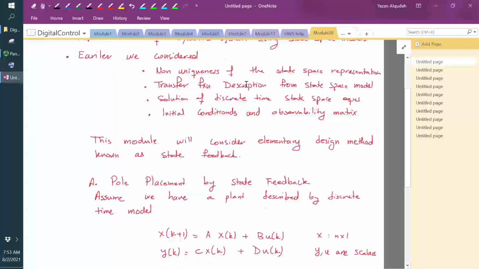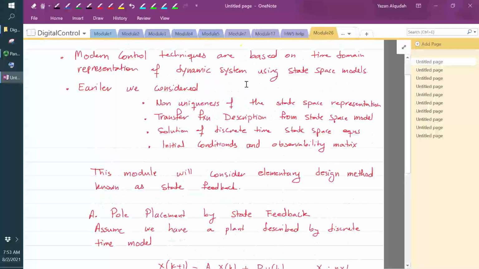Okay, so in this course, we looked at the non-uniqueness of state space representation. We know that the state space representation is not unique. You can choose the states differently and get a different model or different representation of the system. We looked at how to calculate the transfer function from the state space representation. We also solved the discrete time state space equations. And also we looked at the initial conditions and the observability matrix.